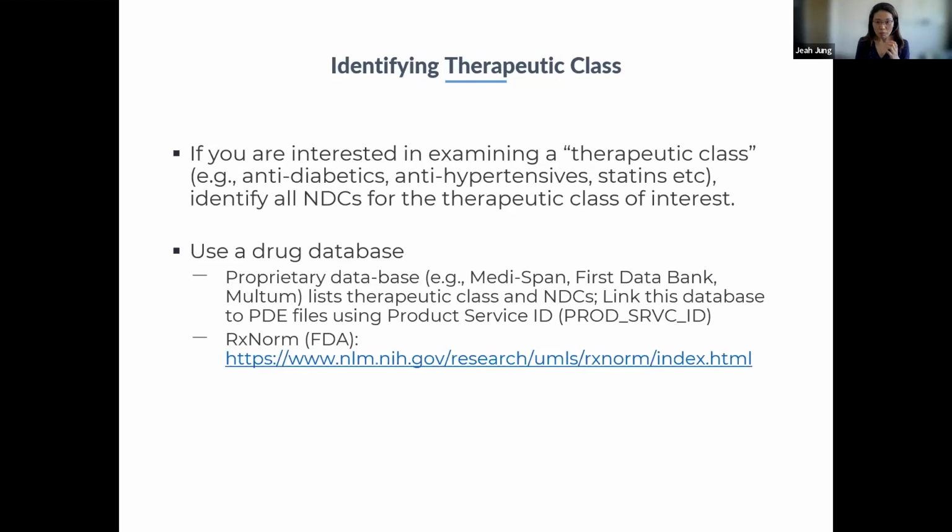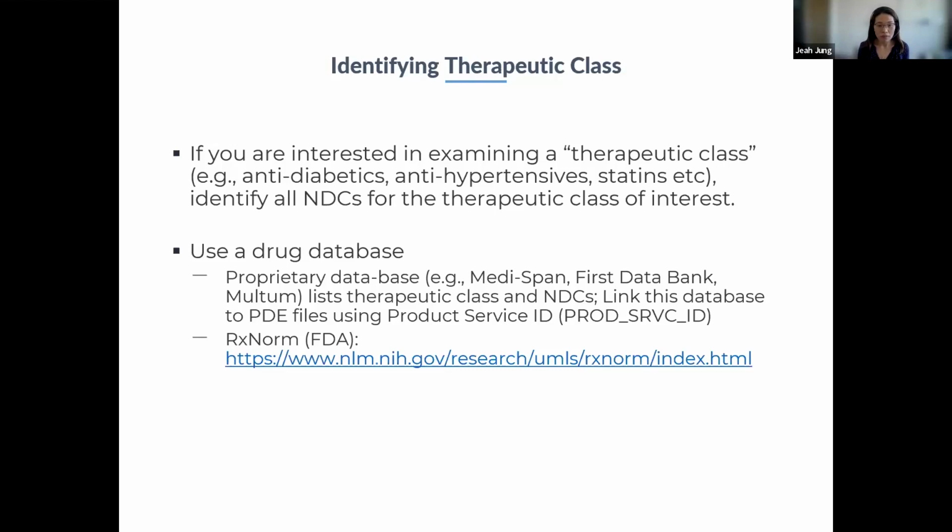So yes, I have used a database for my own studies. I used a commercial database, mostly MedSpan. I'm not here to encourage you to use only MedSpan, but that was the most available. That's something that I was able to afford, right? So MedSpan, or you could go for First Data Bank or Merton, and these databases list therapeutic classes and all the drugs that belong to that therapeutic class. If you use those databases, oftentimes they have an NDC variable, so you have to rename it and then use the product service ID to link.